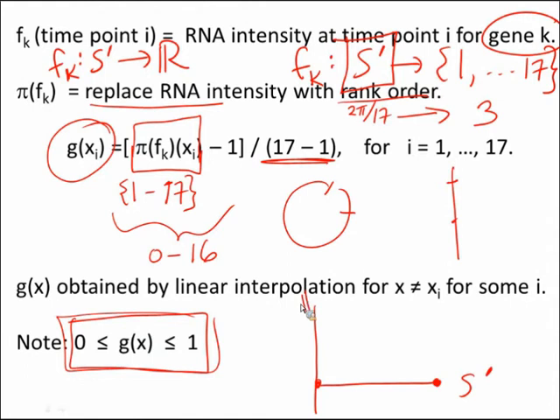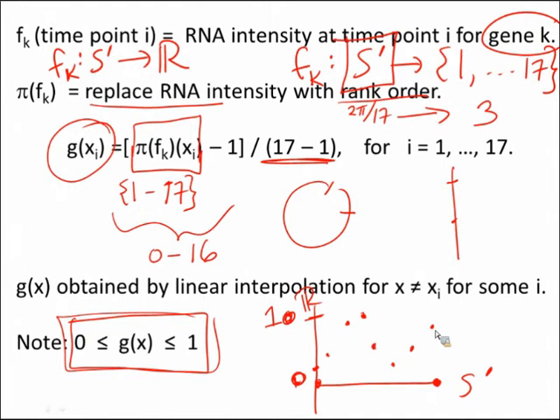So we'll have numbers somewhere between 0 and 16 divided through by 16. So maybe it's 1 over 16, 3 over 16, this should be 0, and this should be 1, 16 over 16, 5 over 16. So we can have a number of different points.